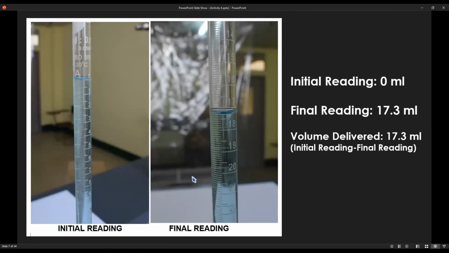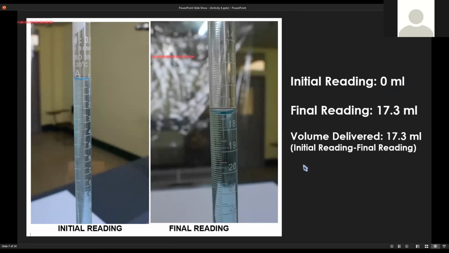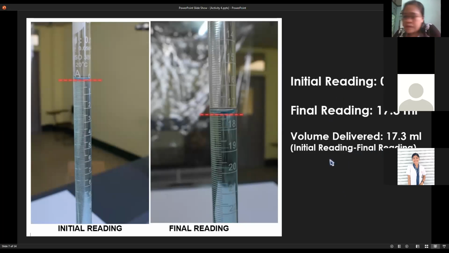So for the initial reading, what we were given is 0 ml, because we looked at the lower meniscus, and it is at 0. Then the final reading is 17.3 ml. Clear, guys? You can see the picture. For the volume delivered, we just subtract the initial reading from the final reading, so we got 17.3 ml.